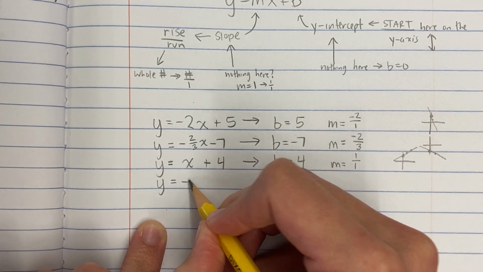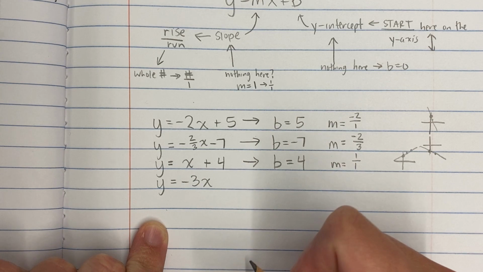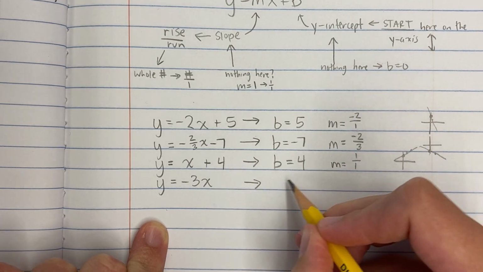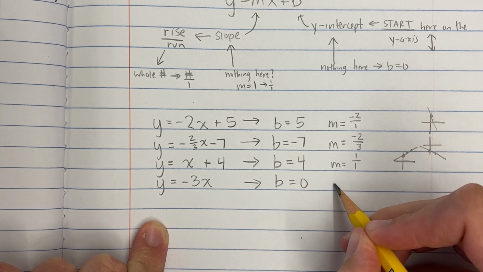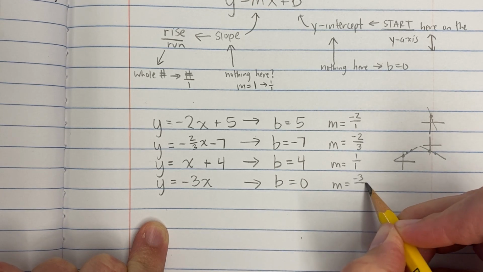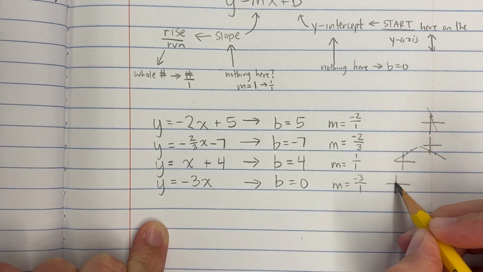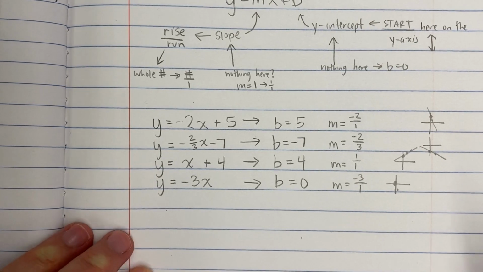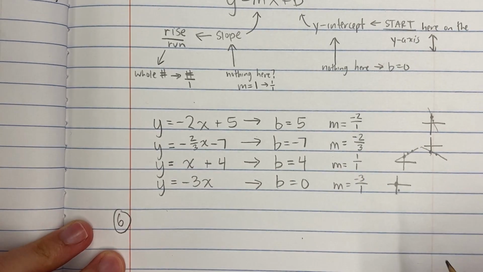Let's just do one more example. How about this one? Here, what's my b? Well, there's nothing there. So that would be b equals 0. And m is -3 over 1. So what does it look like for b to be 0? You would start right here at the origin, and then this would be -3, right? Down 3 over 1.